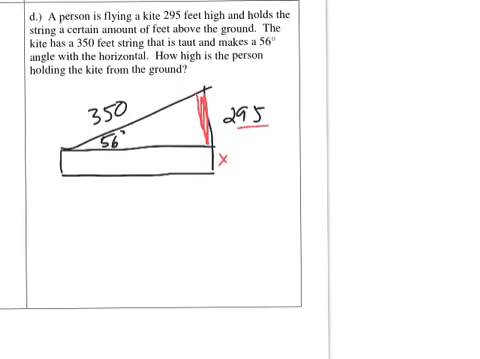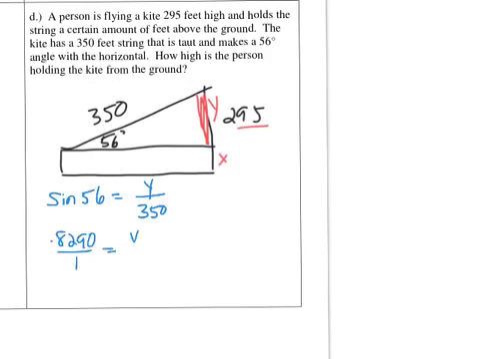So if I look at this, this is my y. I need to find y, which is not tangent this time. Now that I need opposite and I have hypotenuse, I need to use the sine function. So the sine of 56 is equal to y over 350. And the sine of 56 is 0.8290. And we set up our proportion, and y ends up being 290.16. So we're going to say 290.2 since our final answer needs to be rounded to a tenth.